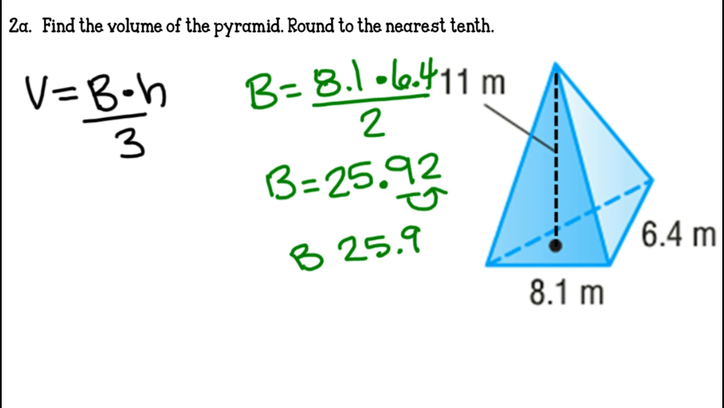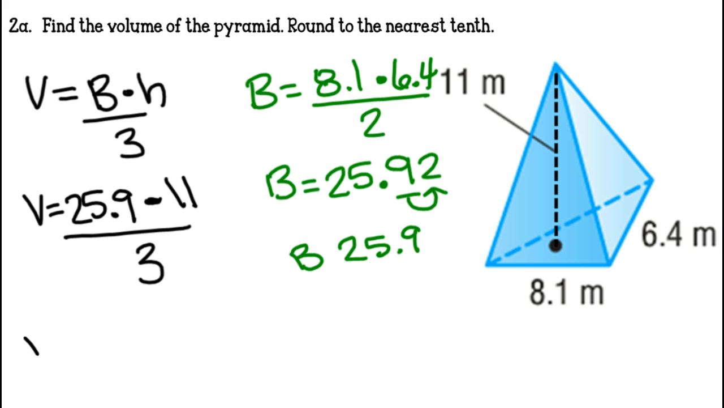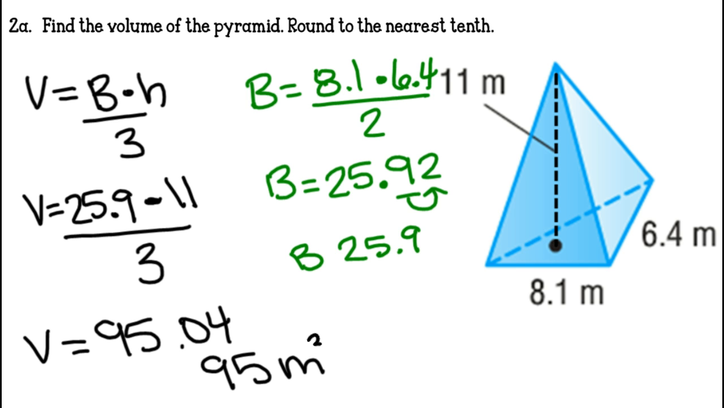So I come back over to volume, and I have 25 9/10 times my height of 11 divided by 3. And that gets me 95 400ths, round to the nearest tenth, so I get 95 meters cubed. Circle it, and that's my answer.